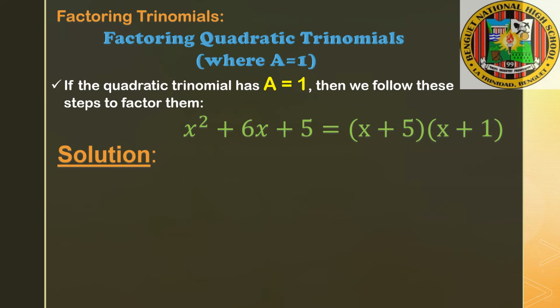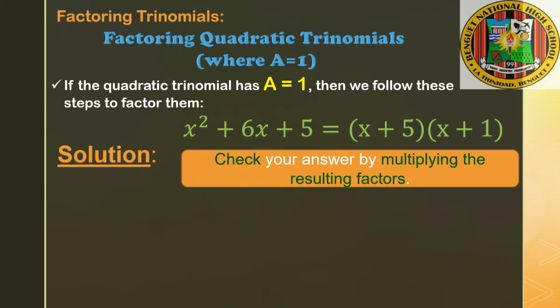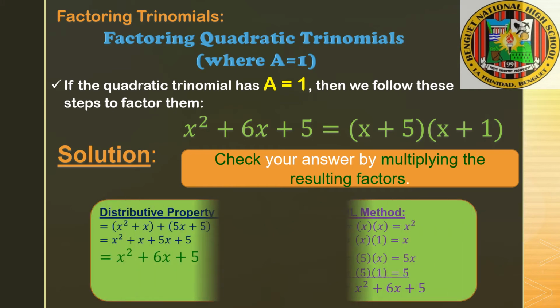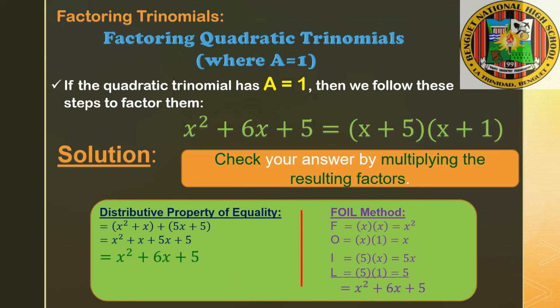Lastly, we check our answer by multiplying the factors we created. Because our factors are binomials, we multiply them using either the distributive property of equality or the FOIL method. Whichever method we choose, we can see that when we multiplied the quantity x plus 5 with the quantity x plus 1, we get a trinomial which is equal to the quadratic trinomial that we are given. Therefore, we are confident that we have the correct answer.